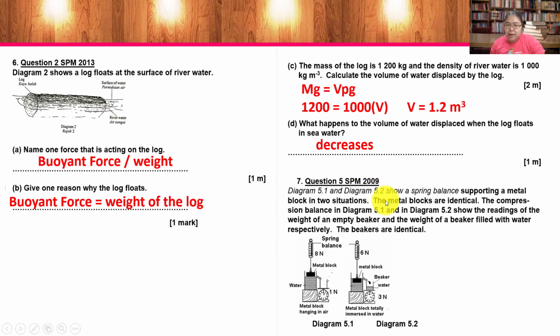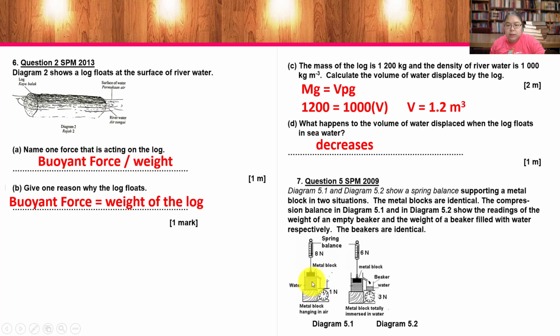This is from 2009. Diagram 5.1 and 5.2 show a spring balance supporting a metal block in two situations. The metal blocks are identical. The compression balances in 5.1 and 5.2 show the reading of the weight of an empty beaker and the weight of the beaker filled with water respectively. So you see the diagram, both use a spring balance hanging the metal block. Both metal blocks are the same.